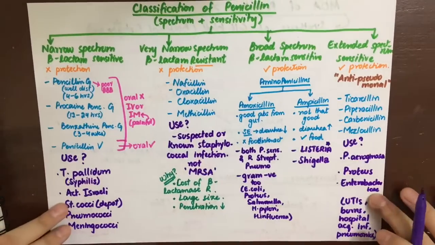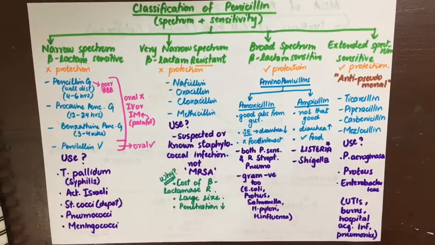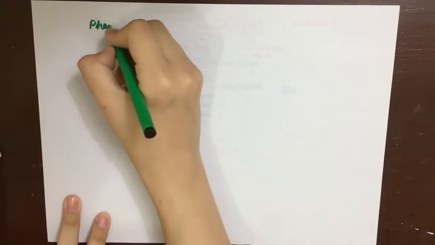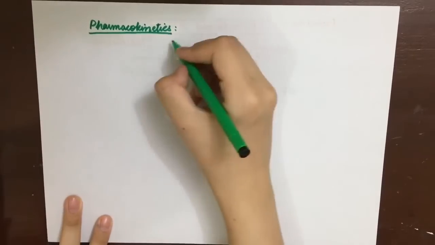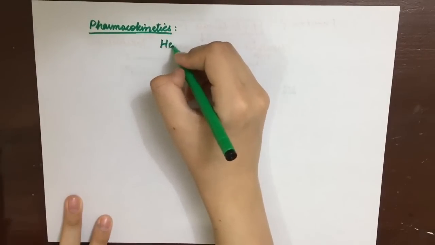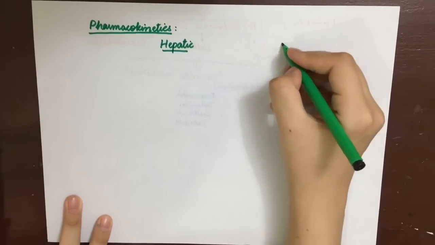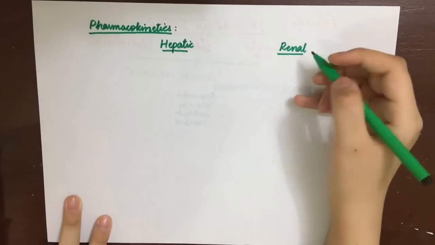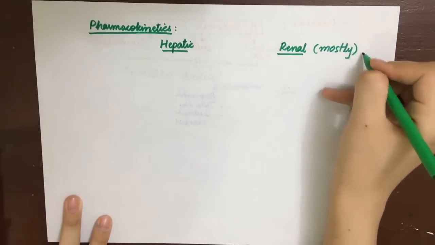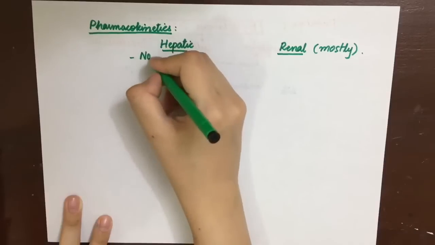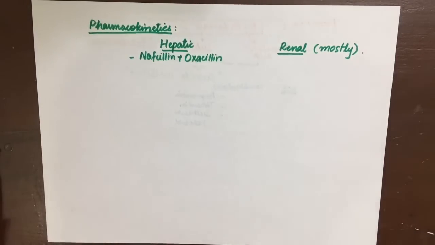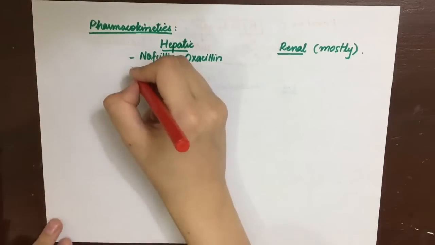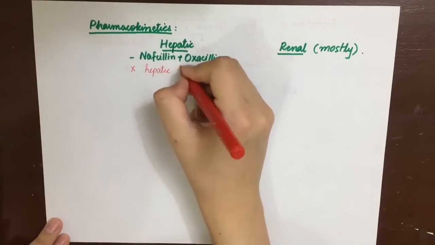Now that we are done with the classification, let's discuss some pharmacokinetics of penicillins. Most of them are secreted via the kidney in the urine, while some of them, two of them, that is nafcillin and oxacillin, are secreted by the liver in the bile. So, most of them are contraindicated in renal failure patients, and nafcillin and oxacillin are contraindicated in hepatic failure patients.